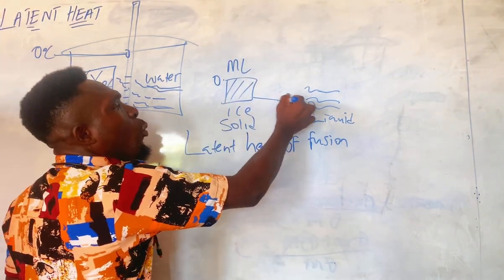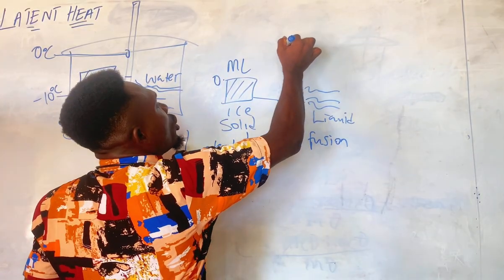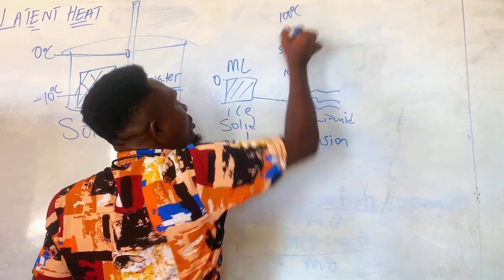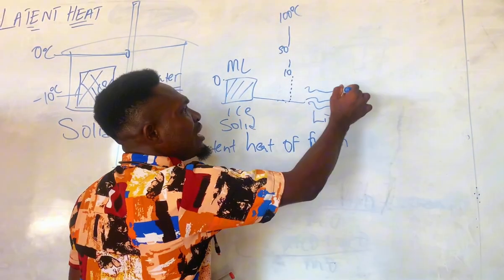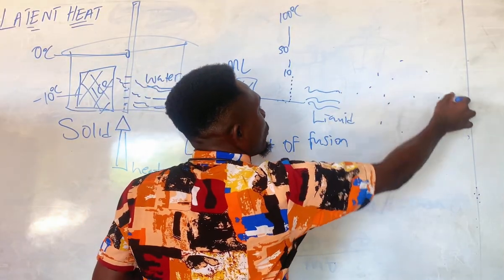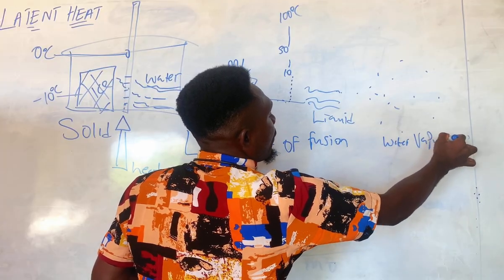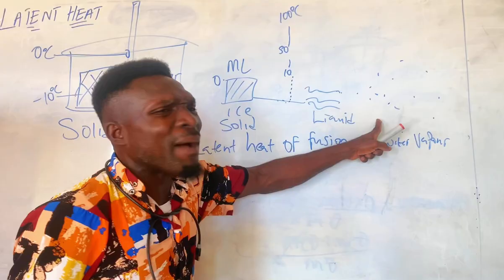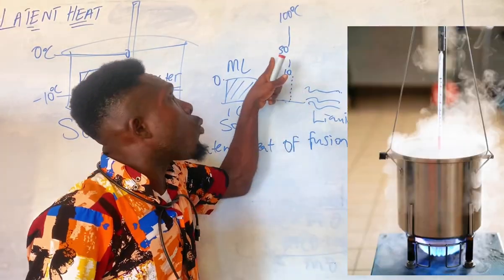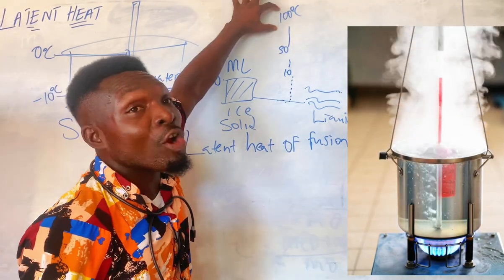Now, when it gets to water, let's say the temperature might be increasing to 10 degrees Celsius, to 50 degrees Celsius, and when you get to 100 degrees Celsius, guess what happens? The water will begin to change towards water vapor. So this is water vapor. So the question I'm asking is, at what temperature will water begin to change to vapor? The temperature is at 100 degrees Celsius.